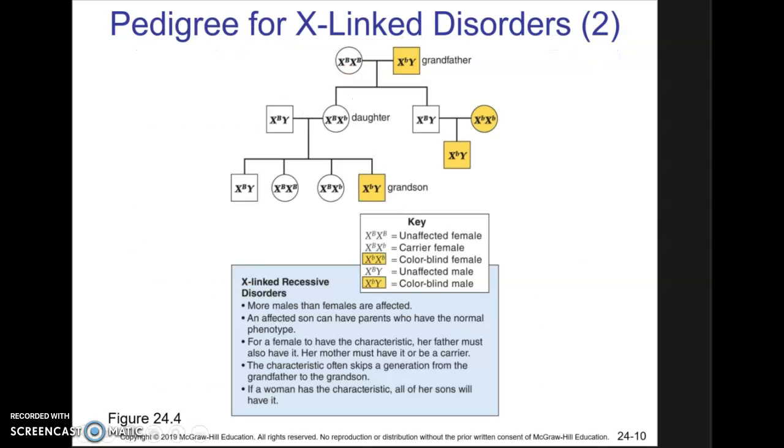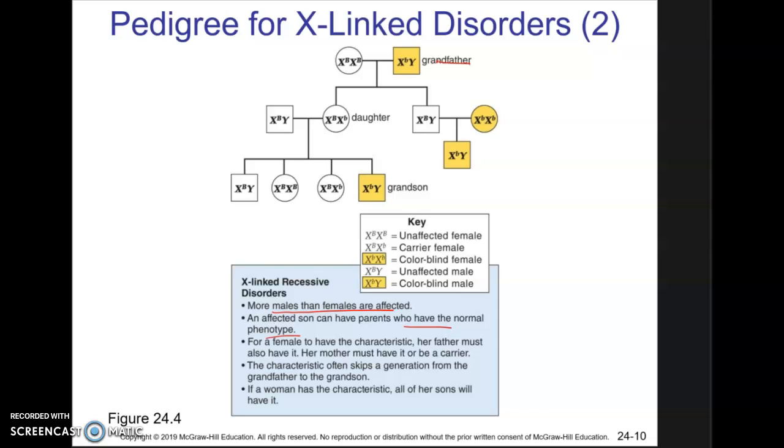Let's look at an example to help you. What are we looking at? We are looking at a normal female with a grandfather who is affected, who has the X-linked recessive disorder. Don't say colorblind right now. So what do we see with the grandson? As we look at the pedigree, we see that more males than females are affected. Here, an affected son can have parents who both have normal phenotypes. Yes.